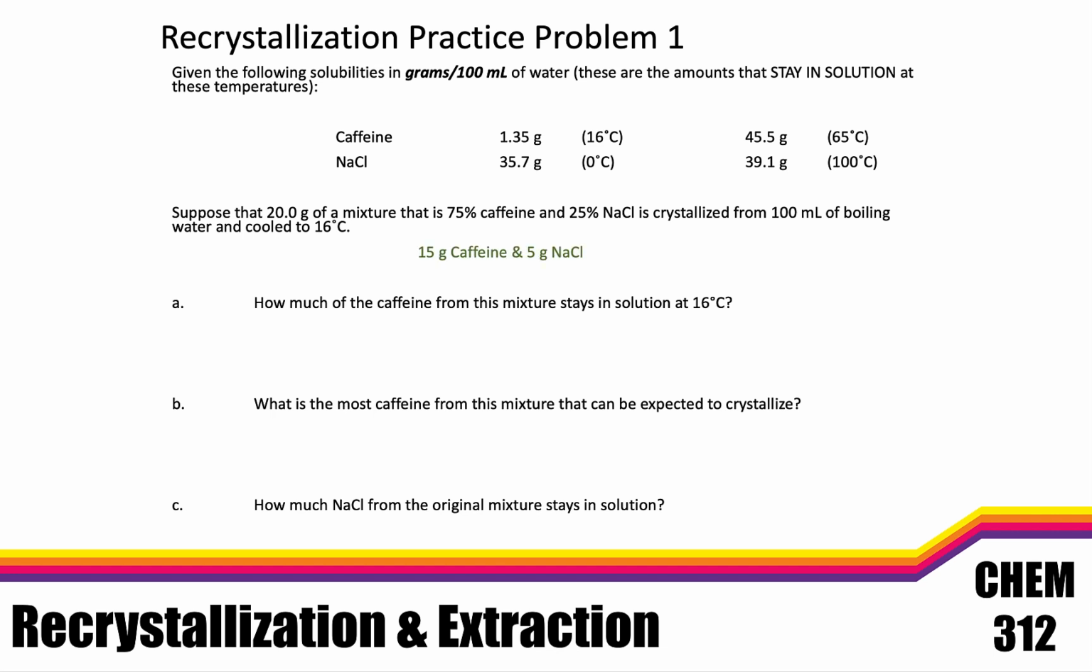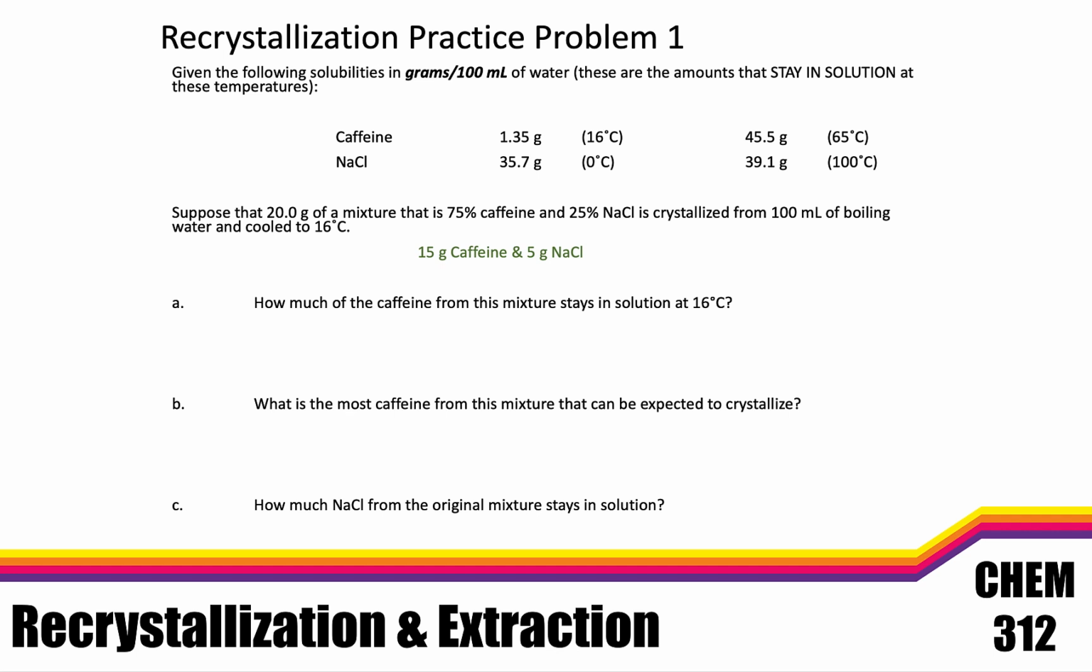And so we have a total of 15 grams of caffeine, because that's 75% of 20 grams, and we have 5 grams of sodium chloride. So we're given these solubilities at the top of our page here, and these are the amount in grams of each compound that would dissolve in 100 milliliters of water. So we can just use this like a conversion factor back from general chemistry.